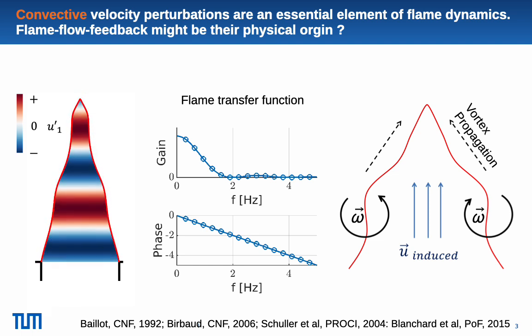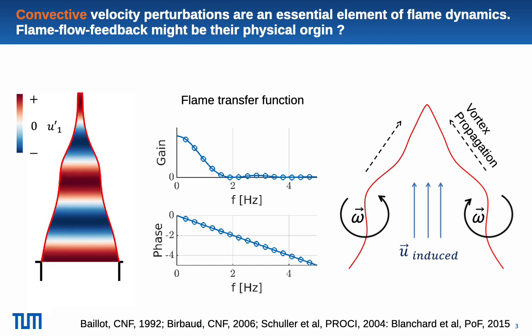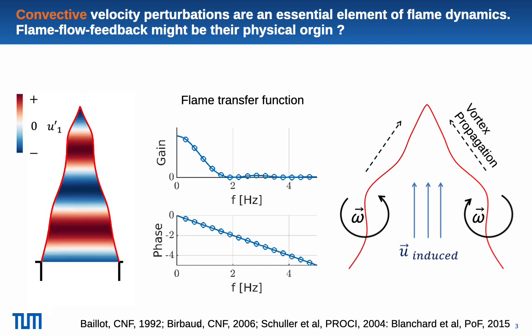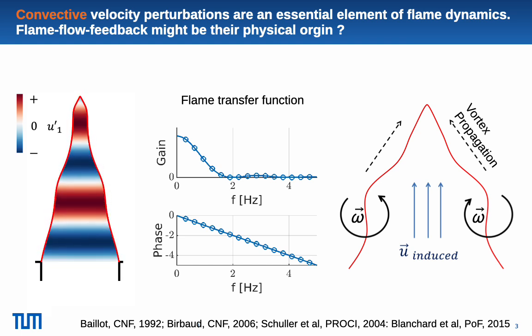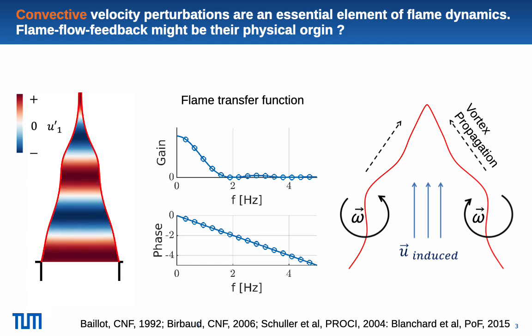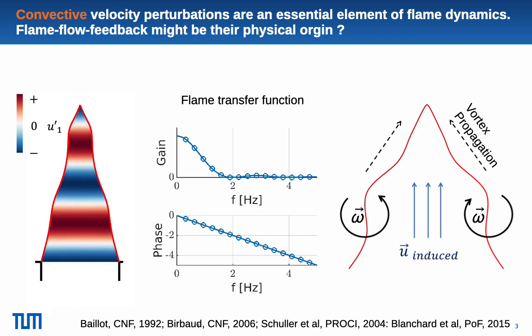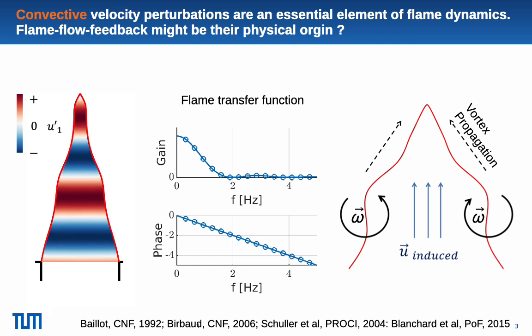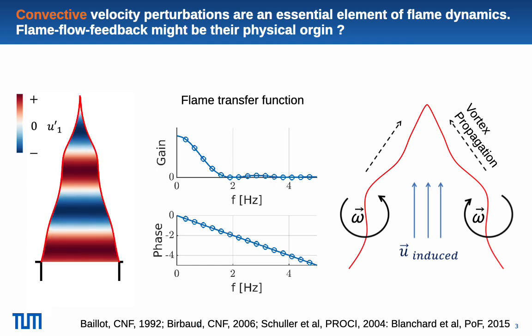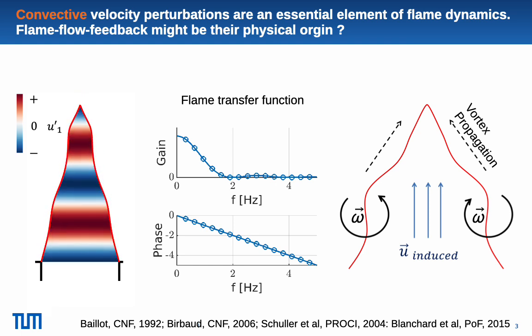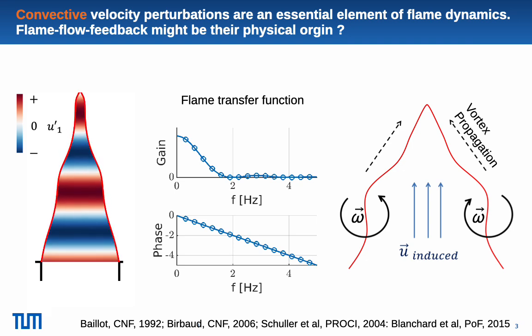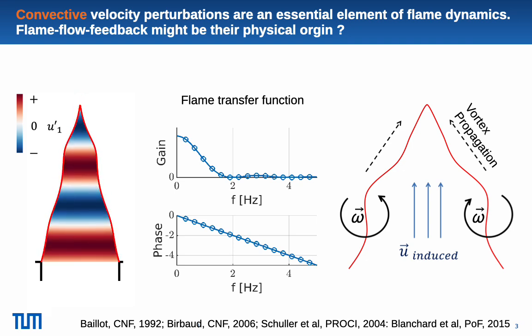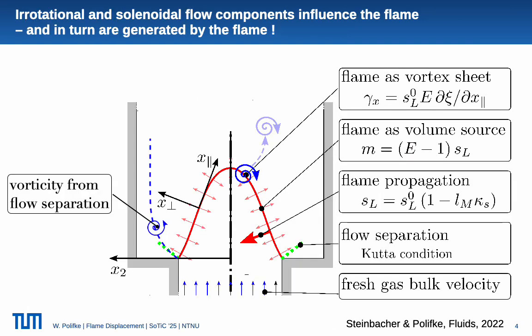Here the idea expressed is that wrinkles of the flame generate vorticity, and the vorticity then induces velocity perturbations, which in turn further influence flame shape and surface area and heat release rate. So we also looked at this, but with a slightly different approach.